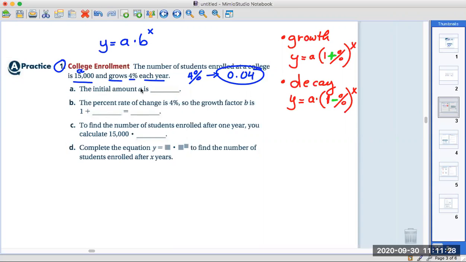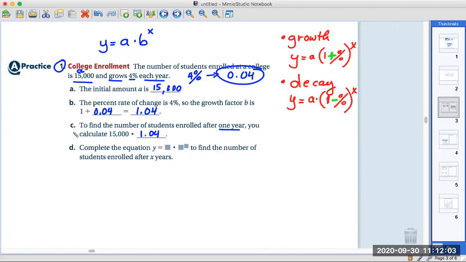So let's fill this out. The initial amount, so they're kind of leading us through this problem, which is why I like it, 15,000 students. The percent rate of change is 4%, so the growth factor B is 1 plus 0.04, which is 1.04. Try it in your calculator if you don't believe that. So this is your growth rate, okay? To find the number of students enrolled after 1 year, you calculate 15,000 times 1.04.